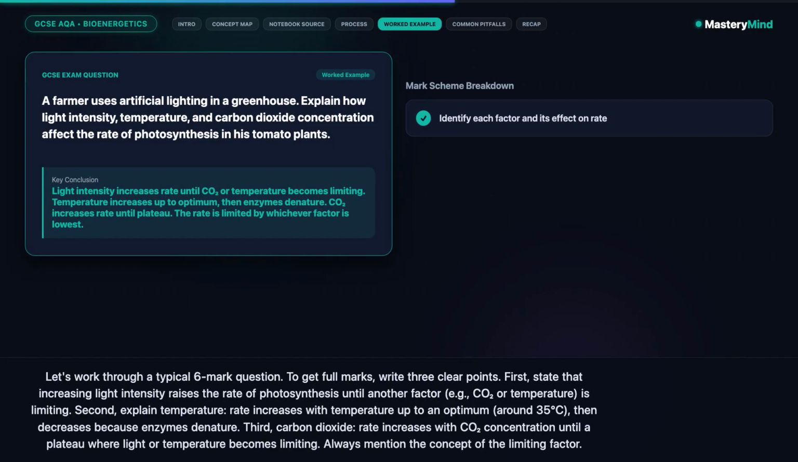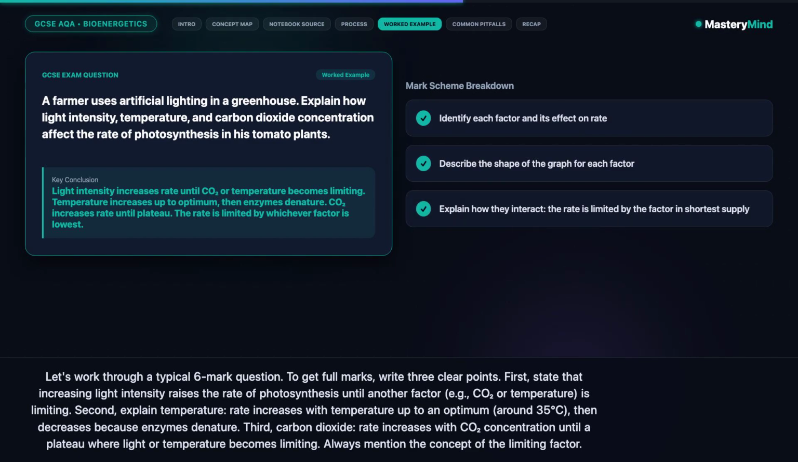To get full marks, write 3 clear points. First, state that increasing light intensity raises the rate of photosynthesis until another factor, e.g., CO2 or temperature, is limiting. Second, explain temperature. Rate increases with temperature up to an optimum, around 35 degrees Celsius, then decreases because enzymes denature. Third, carbon dioxide. Rate increases with CO2 concentration until a plateau where light or temperature becomes limiting. Always mention the concept of the limiting factor.